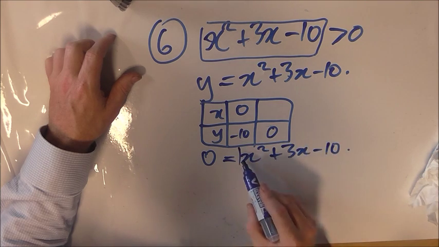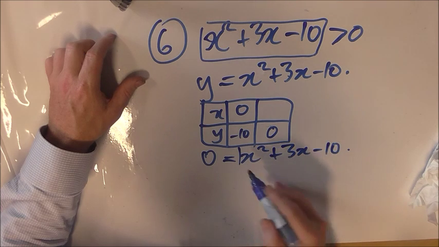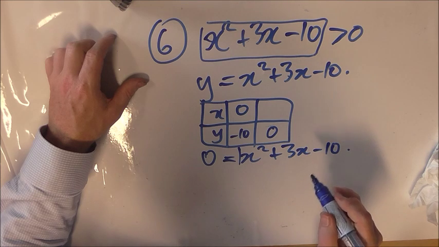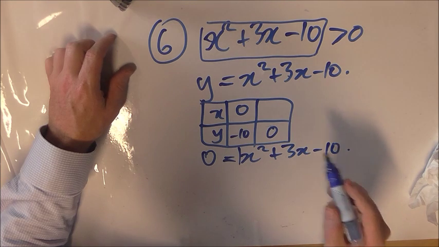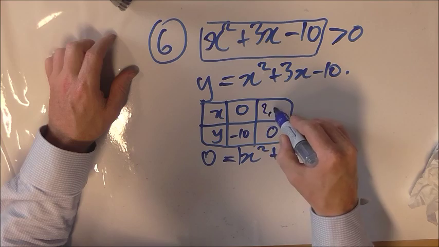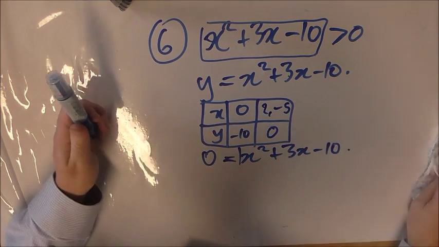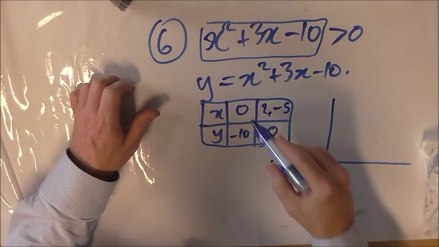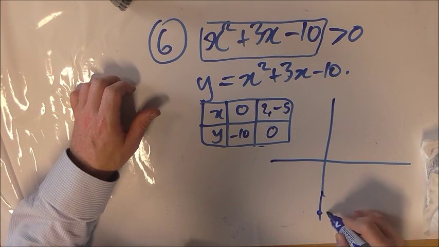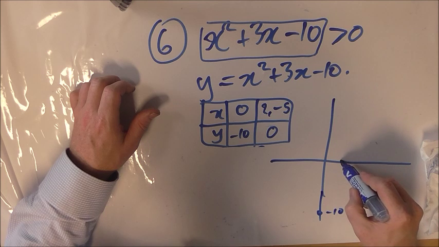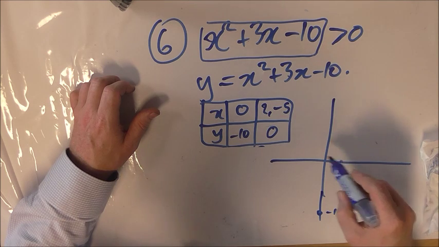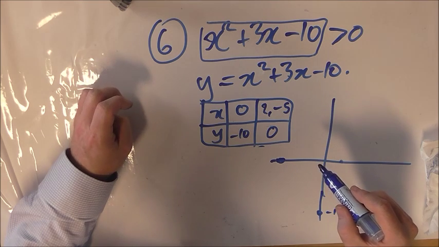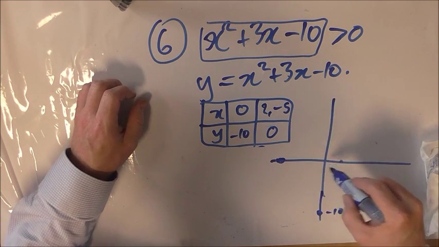So you pump that through the quadratic formula with a equals 1, b equals 3, and c equals negative 10. You get, I think, 2 and negative 5. So the graph is 0 along, 10 down, 2 along, nothing up, 5 to the left, nothing up.